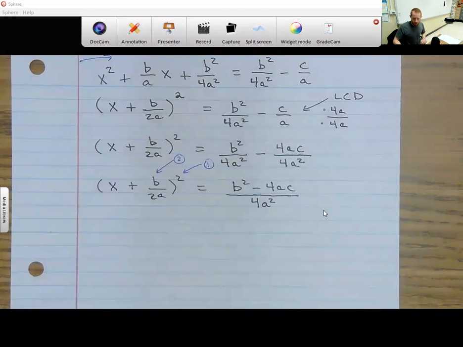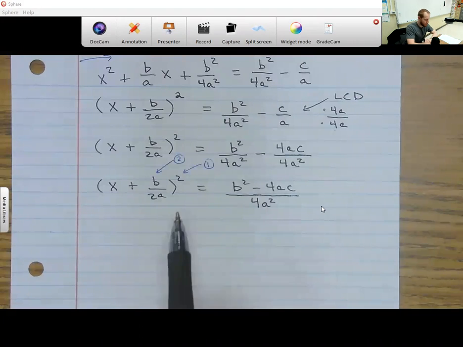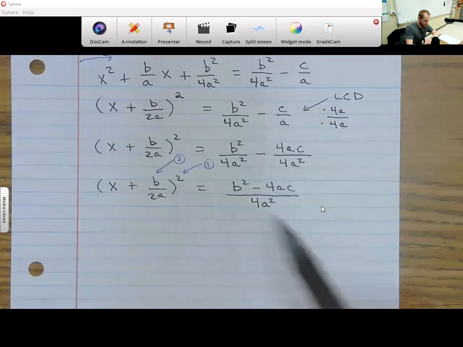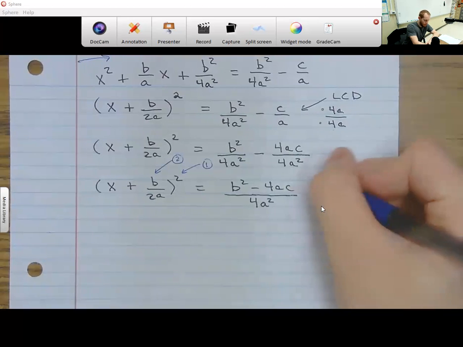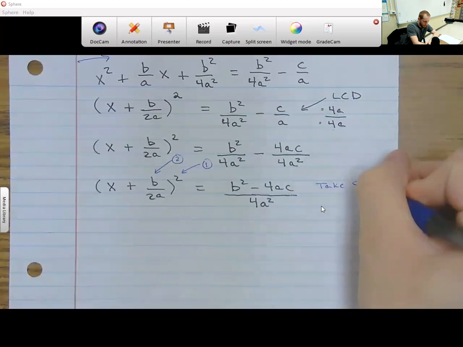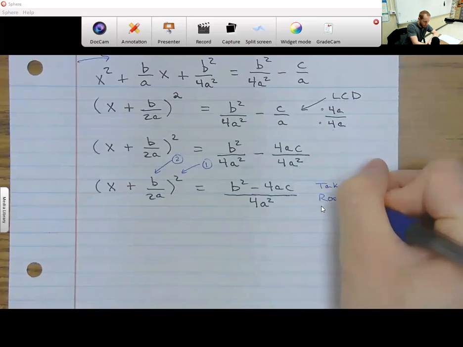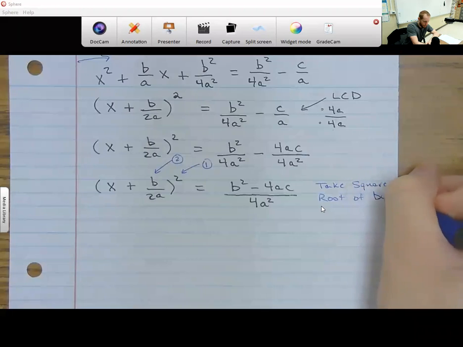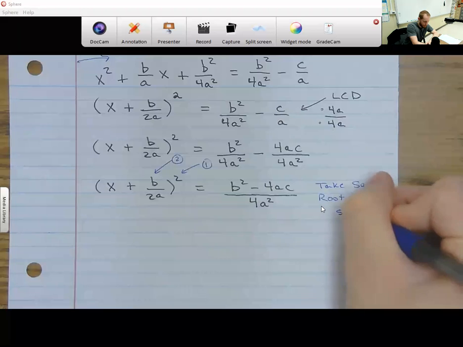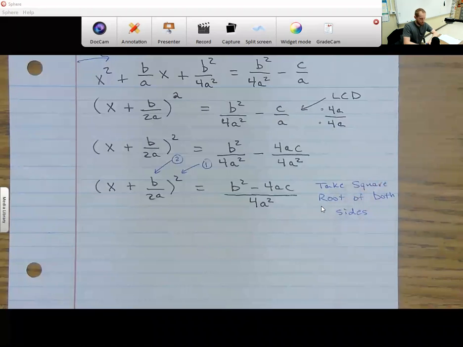Okay, so how do I get rid of a squared symbol? Well, I'm going to do the opposite of squaring, right? I'm going to take the square root of both sides. Take the square root of both sides. All right, so let's do that.